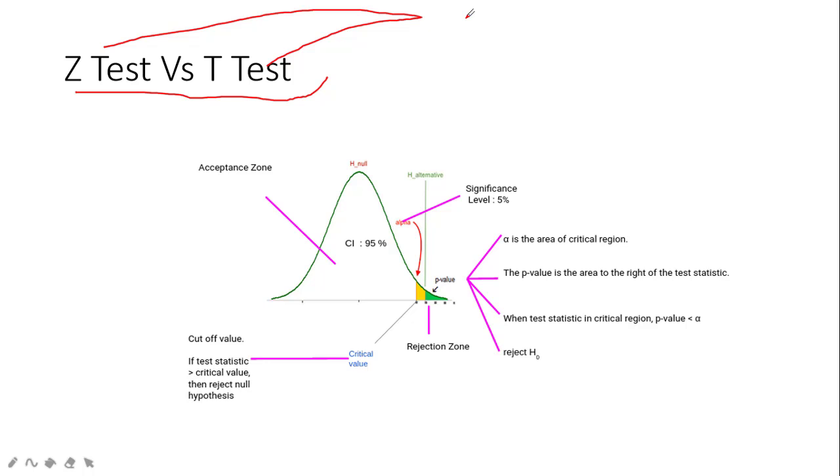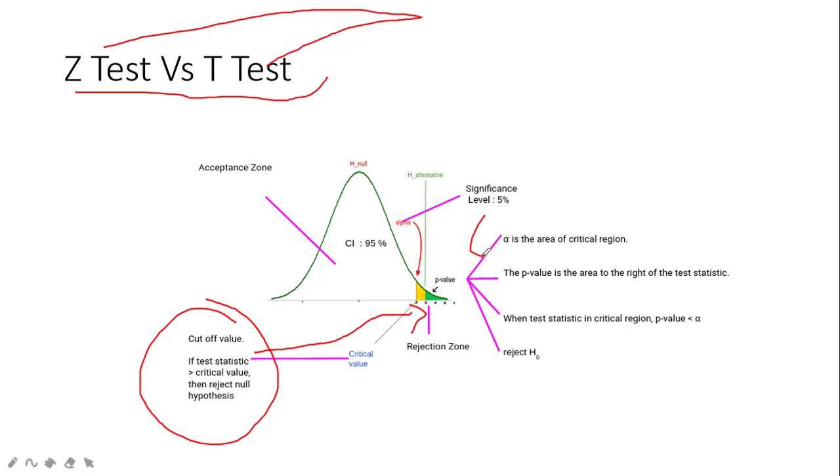Before moving to the technical terminology of the z-test and the t-test, let's observe this diagram to see how it is used. Here we have p-values, the rejection zone, critical values, and an acceptance zone as well. We take a null value. Whenever we use a z-test, these areas are there, and we take cutoff values. If the test statistic exceeds the critical value, then we reject the null hypothesis. This is your rejection zone.